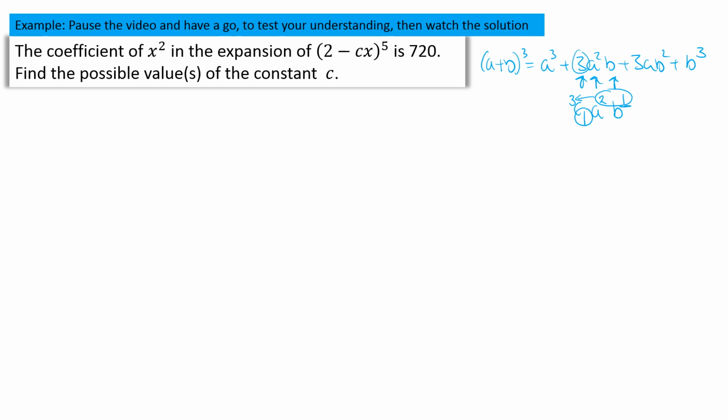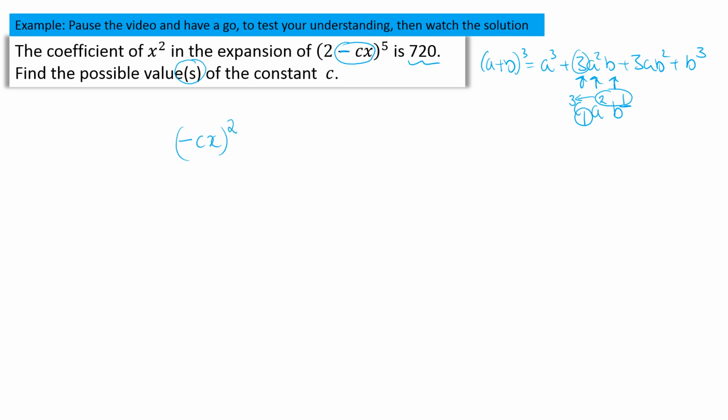So this question says the coefficient of x squared in the expansion 2 minus cx all to the 5 is 720. Find the possible value or values. So here's a big clue that there's maybe going to be more than one answer for the constant c. So because we want the x squared, how are we going to get the x squared? It's going to come from this when we square it all. We've got to bear in mind that it's minus and it's got that c. C is just a constant, so it's minus cx all squared.